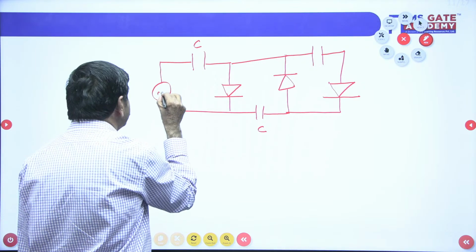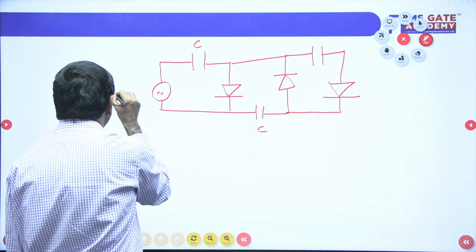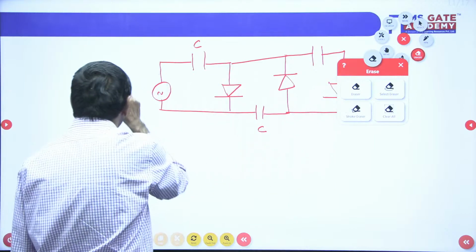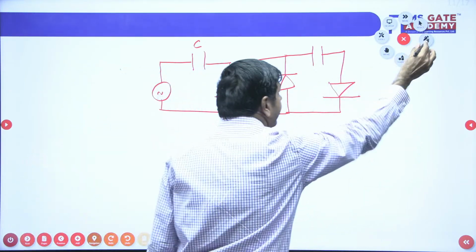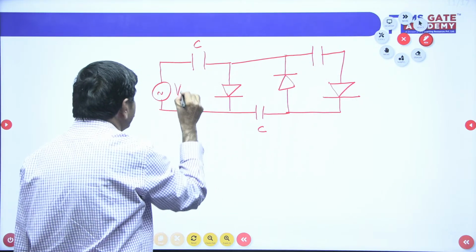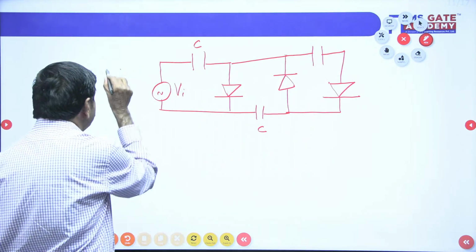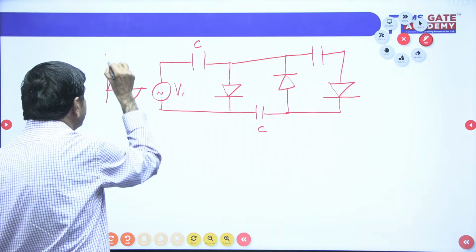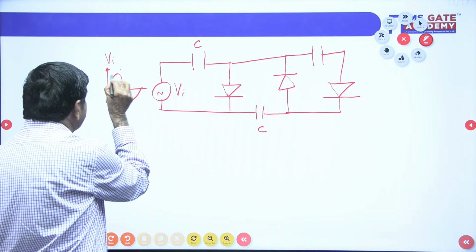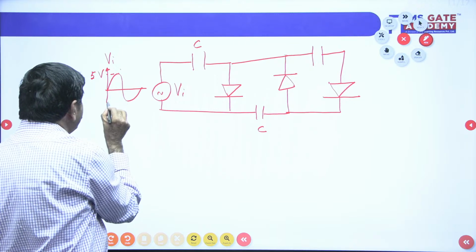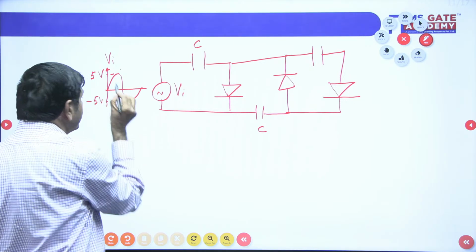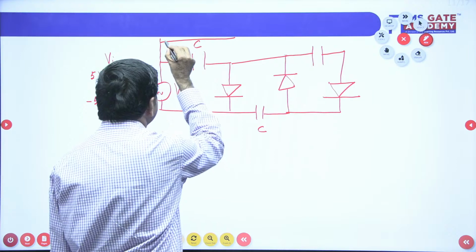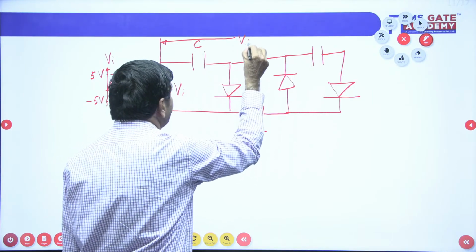This is Vi. The Vi is given here as a sinusoidal waveform. This is Vi, given in this form. This voltage is given as 5 volts. This minus Vm is given as minus 5 volts. Suppose you are asked a GATE question like this now. Find the voltage between these two terminals. This is the V0. I want to select V0 from here.